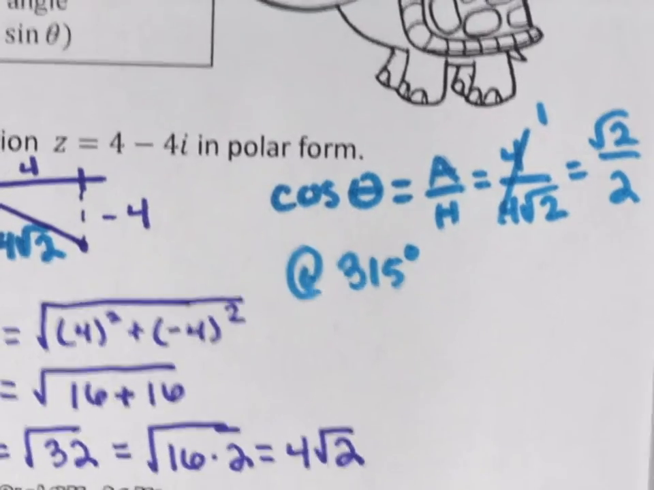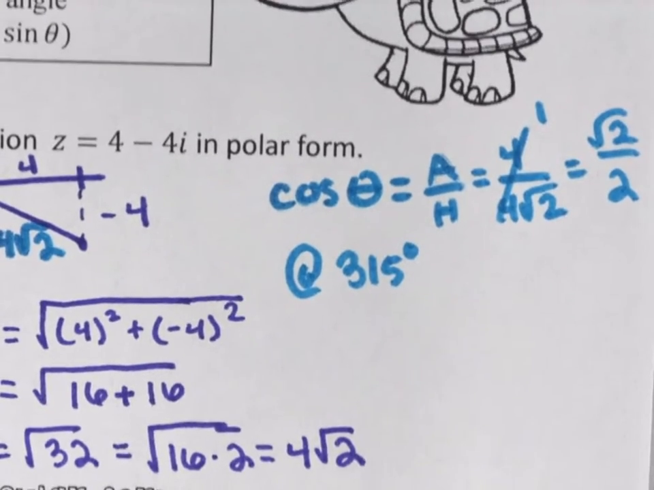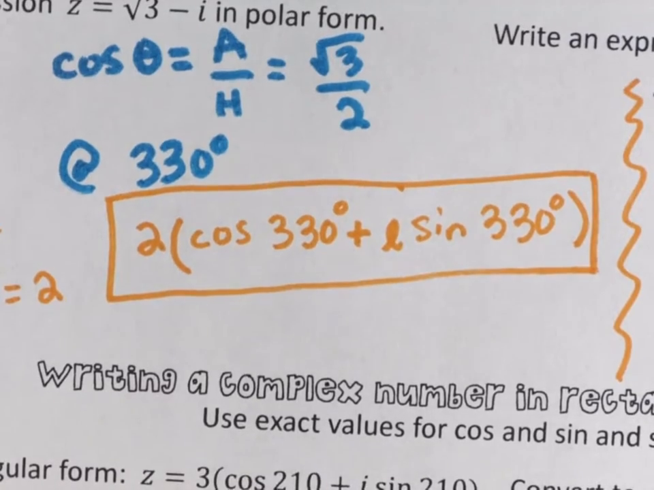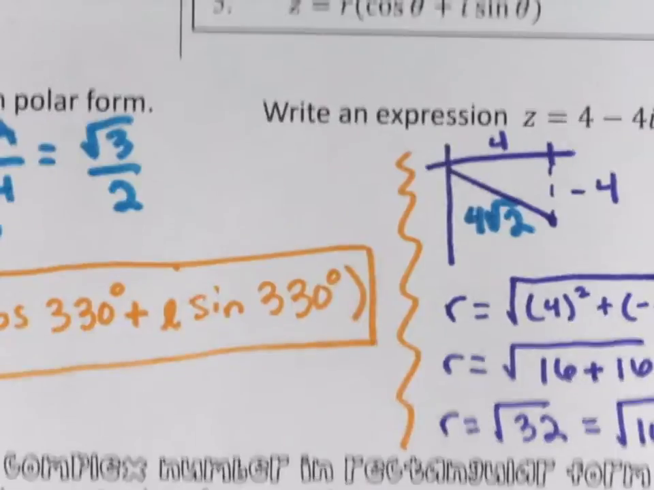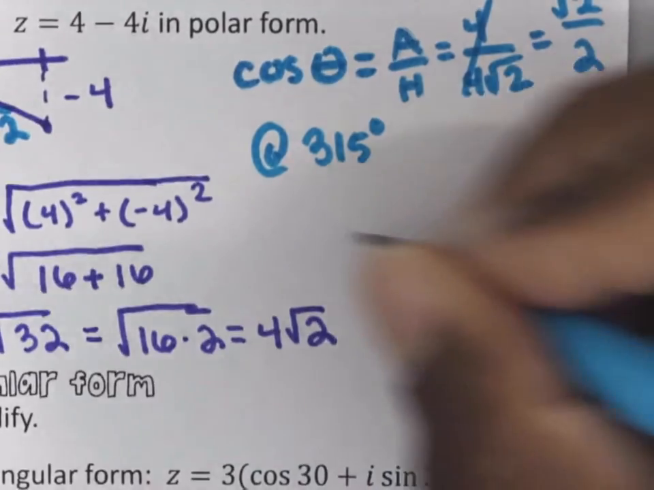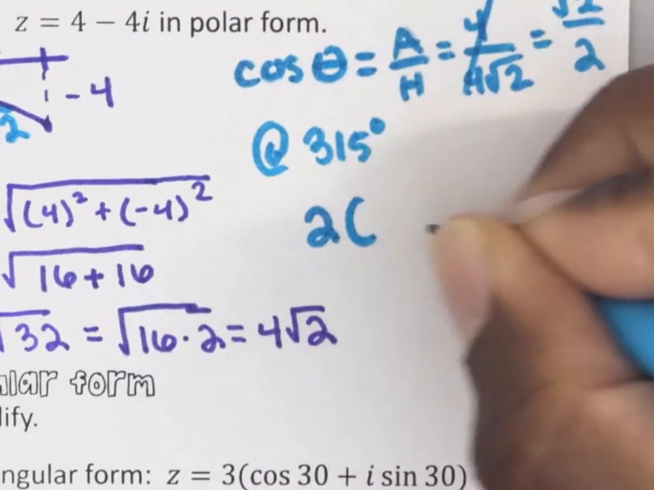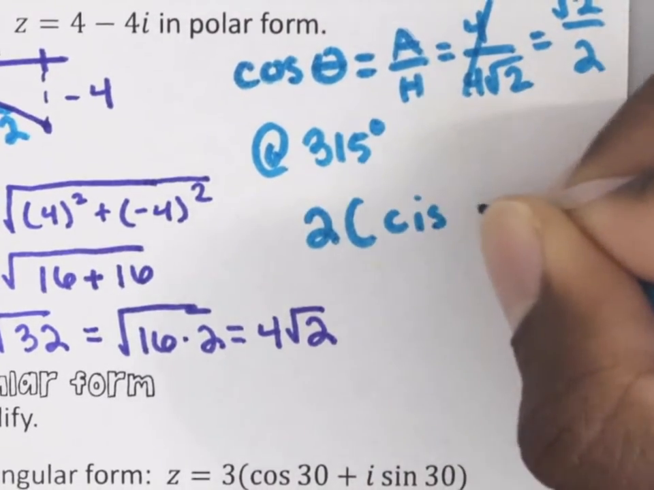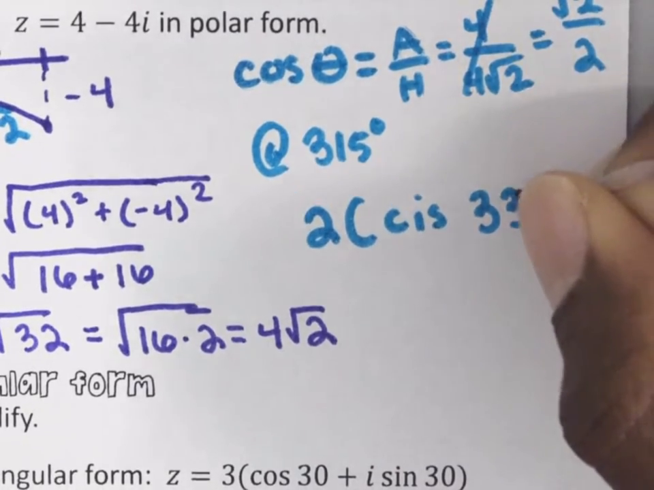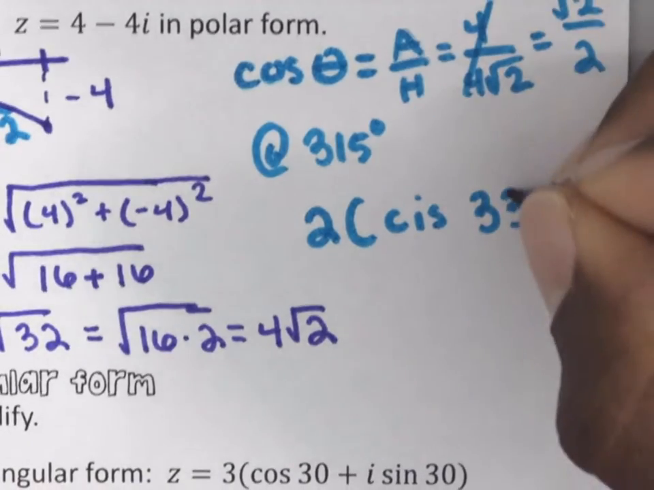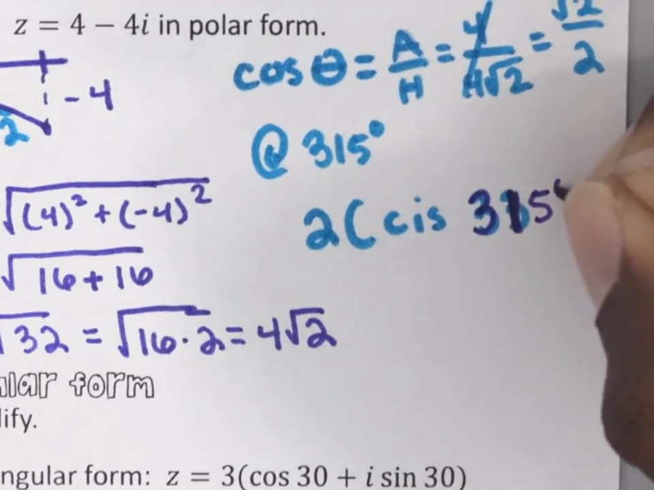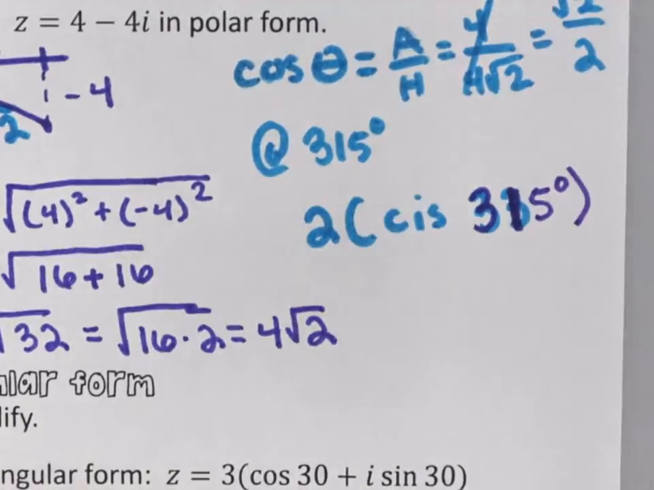Want me to show you the abbreviated way to write these? Instead of writing out cosine 315 plus I sine 315, the abbreviated way is just to write CIS. So, 2 CIS, what was it, 315? Two would be our number though, right? Yeah, 2 is our R.